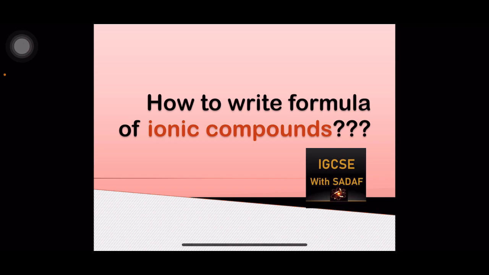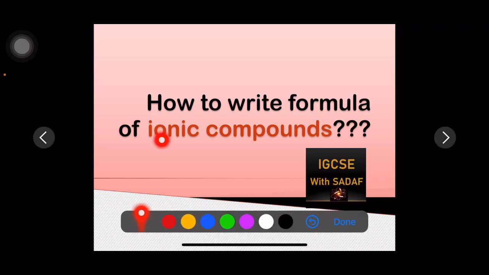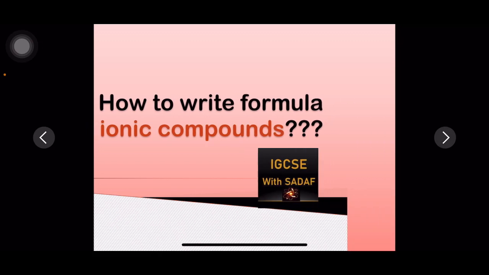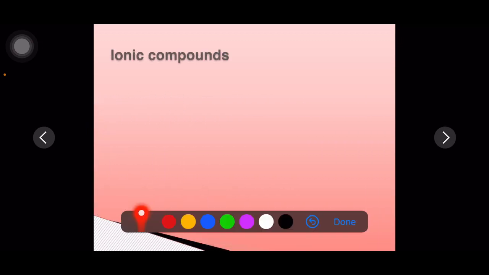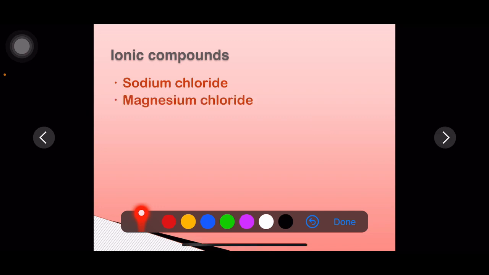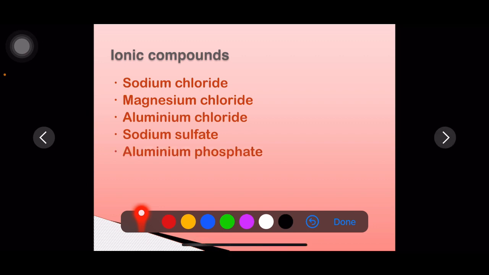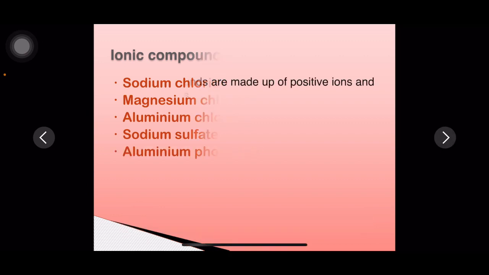Today we are going to learn how to write formula of ionic compounds. There are some examples of ionic compounds like sodium chloride, magnesium chloride, aluminium chloride, sodium sulfate, aluminium phosphate.